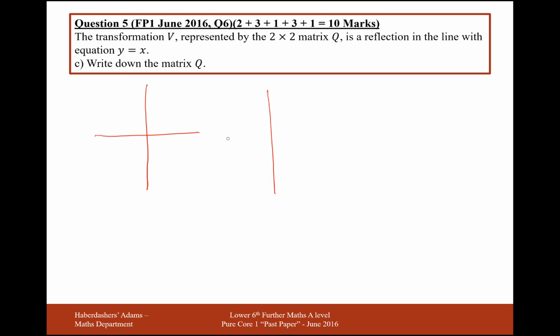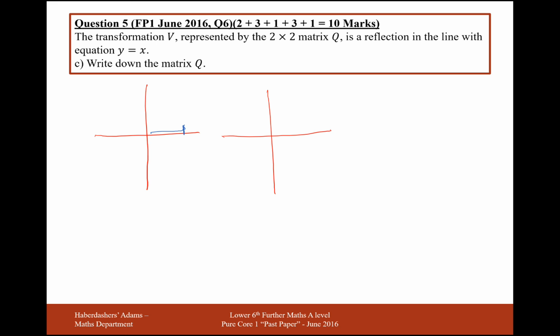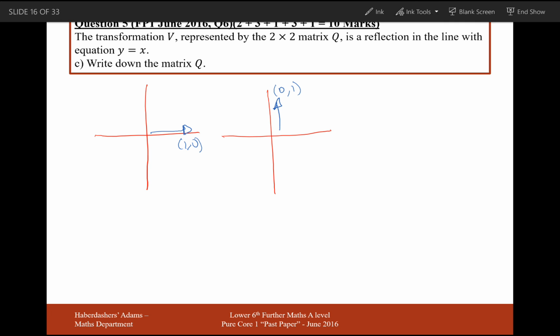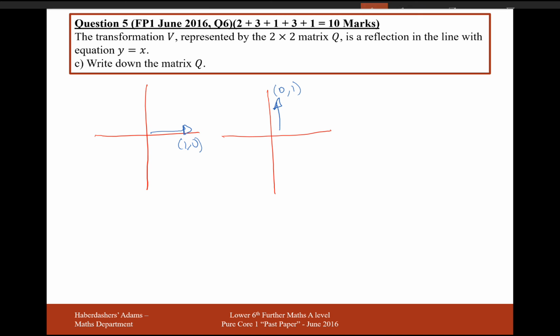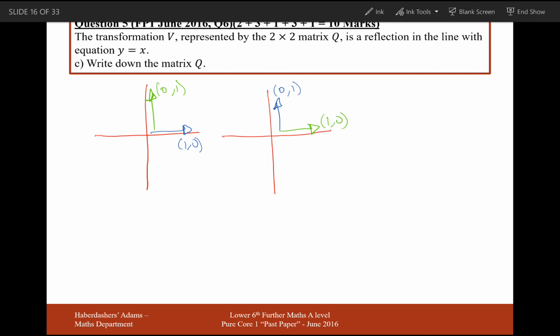So I'll start with my 2 coordinates, much like I did in the first question. I'll draw out the first coordinate of 1, 0. If it's reflected in the line y equals x, then it's going to move up to here, 0, 1. And same with the green one, we start with a nice easy coordinate like 0, 1, and if it's reflected in this line y equals x, then it's going to end up on this coordinate over here.